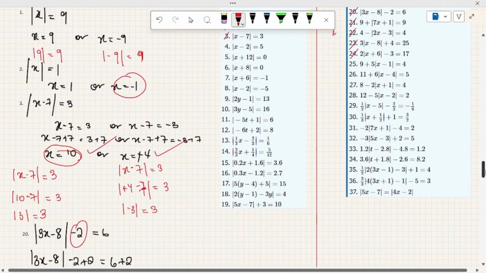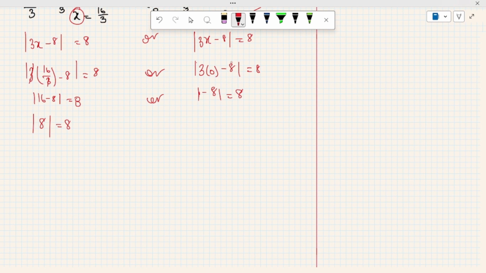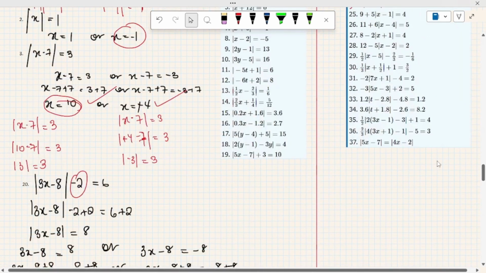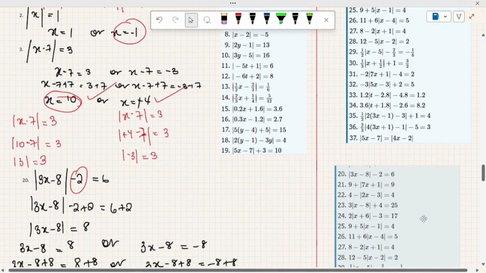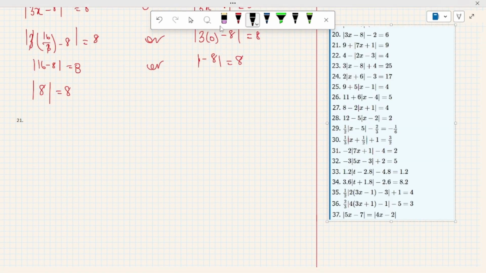So let's go on to a much more difficult question. So now we're going to do number 21, which says, let me just drag this down. 21 says 9 plus the absolute value of 7x plus 1 is equal to 9, basically, right?